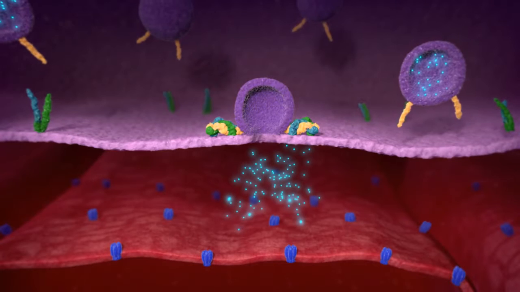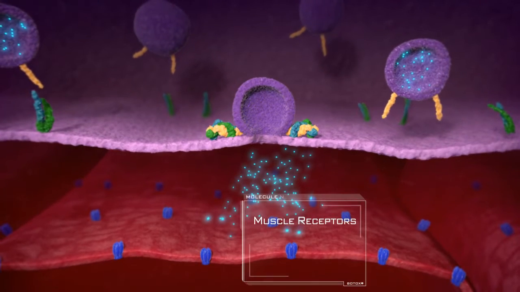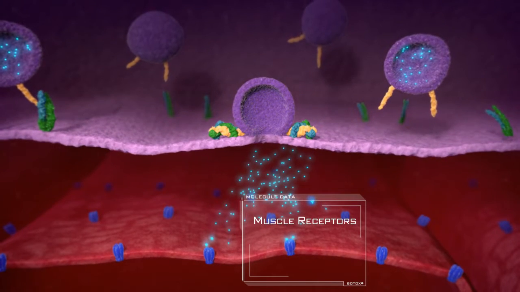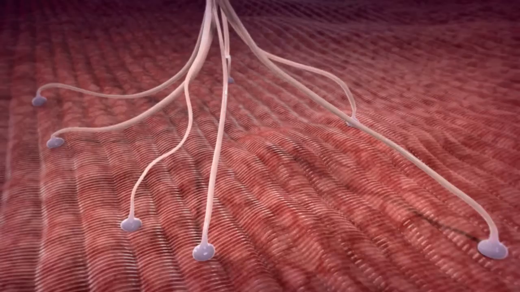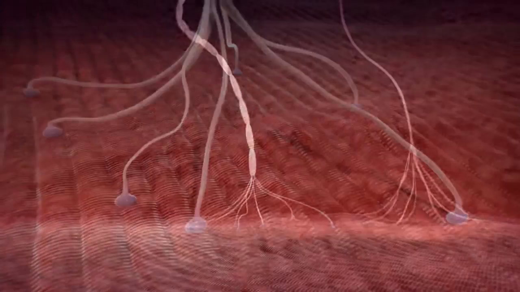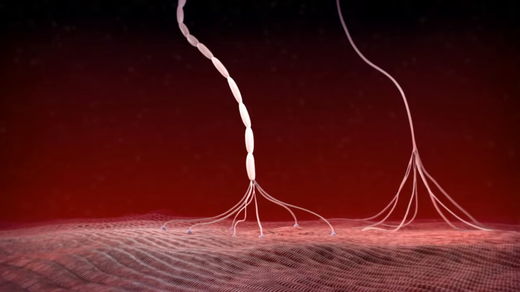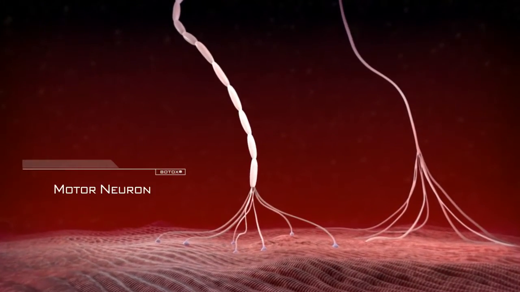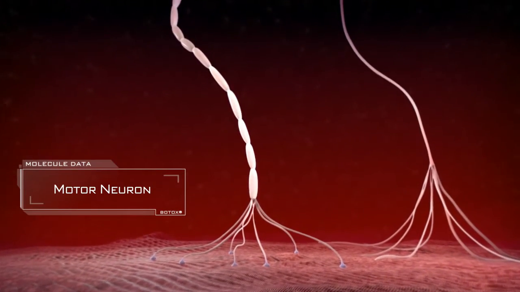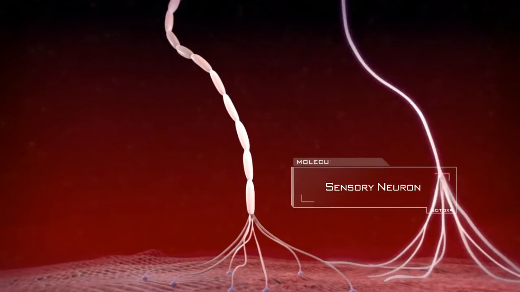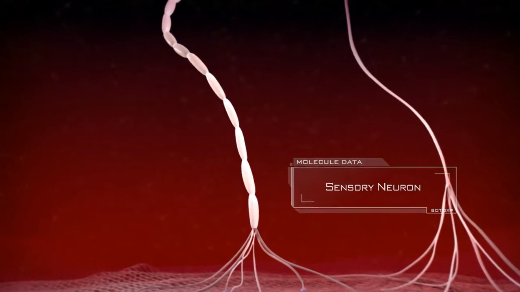The acetylcholine diffuses across the synaptic cleft and eventually binds to receptors on the muscle, leading to muscle contraction. This illustration represents a muscle in the body. Note the motor neuron extending into the muscle and the sensory neuron extending out of the muscle.